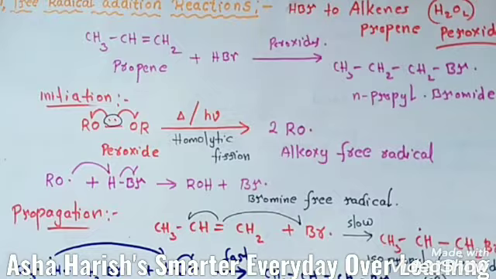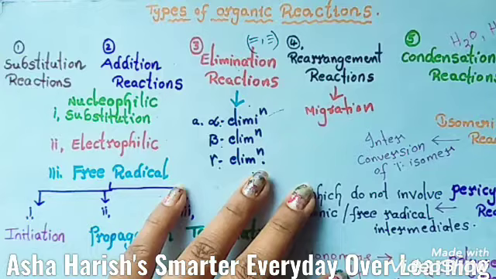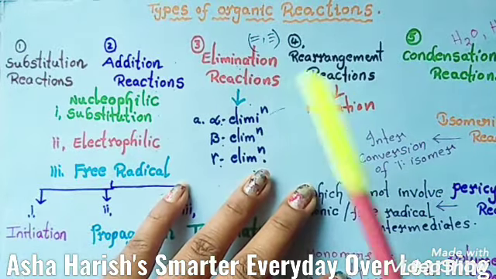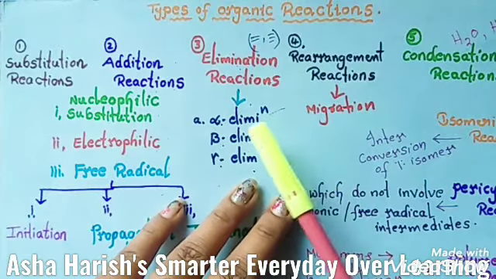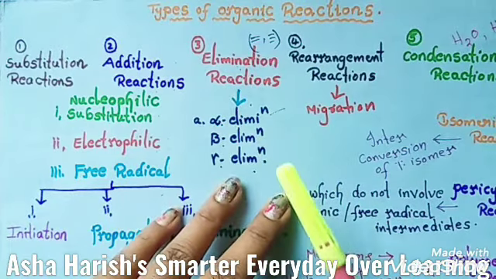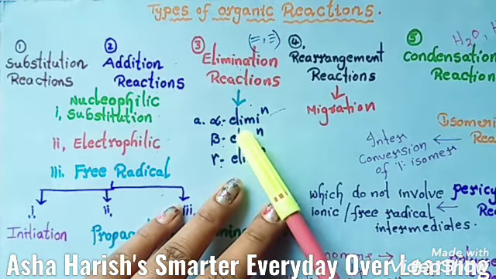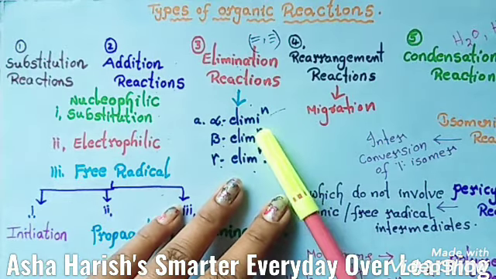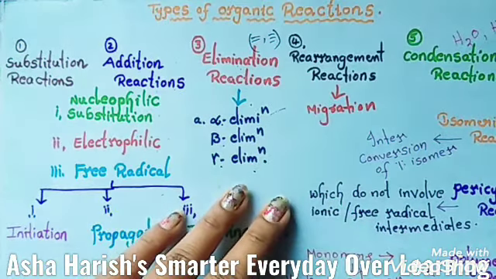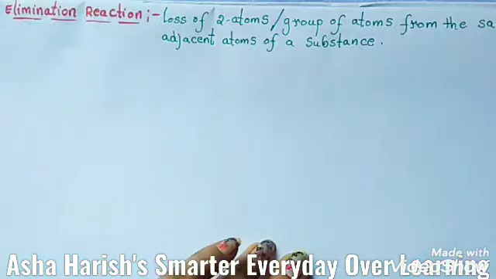Now let's go for elimination reactions. In this mind map, elimination reactions are of three types: alpha elimination, beta elimination and gamma elimination, because of the positions of the atoms or groups eliminated. Okay, let's see the first one, alpha elimination reaction, with a definition.